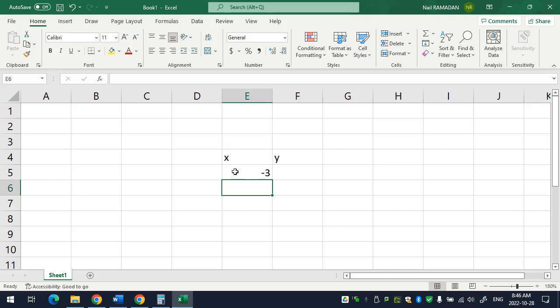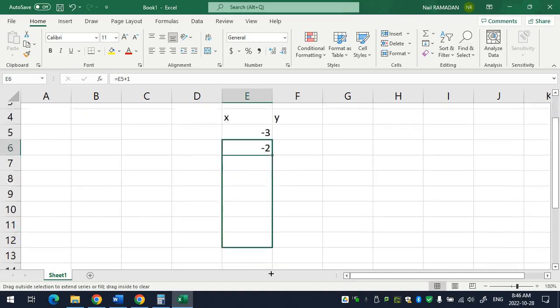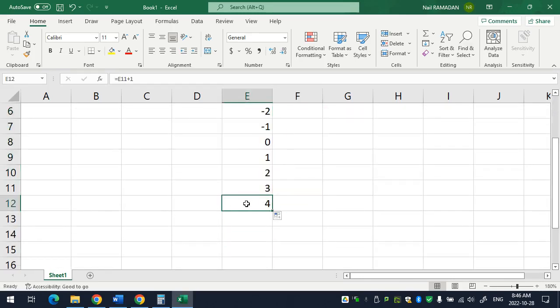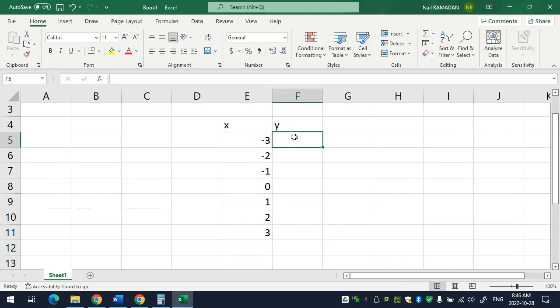1. How do I code that in? I say equals, and then I click on this cell. It gives me E5 because that's the location. And then just plus 1. Enter. How do I make more? I go here until I see this plus sign, and then I drag until positive 3. Perfect, so I don't need this one. Now, what is my function?